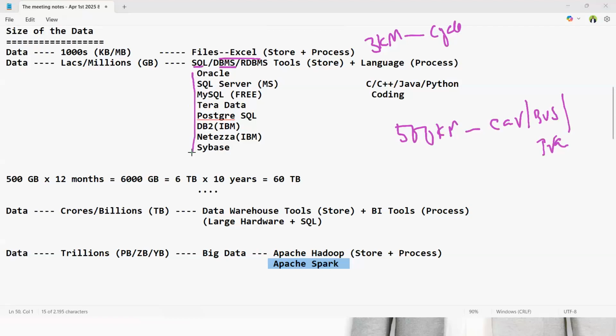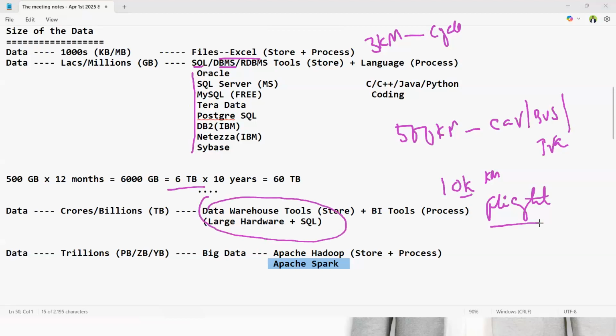All of them are going to be used. So I wanted to go 5,000 kilometers or 10,000 kilometers, from India to the US. Can I go by train or the bus? No, no, no, no. I have to take a flight and go, because I wanted to go 10k kilometers. So when the data is more and more, you're going to be using what? Data warehousing tools. When the distance is more, you're going to be using a flight.